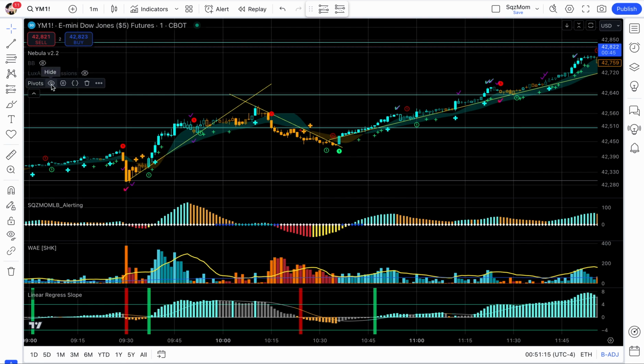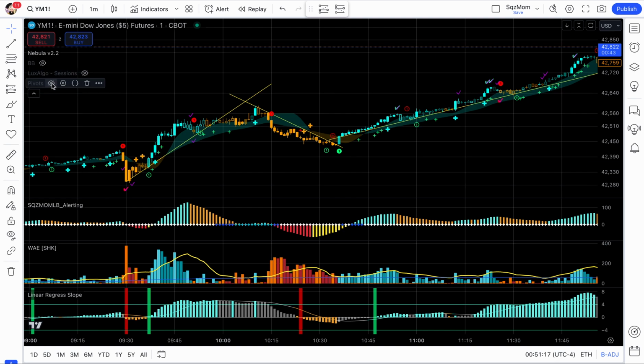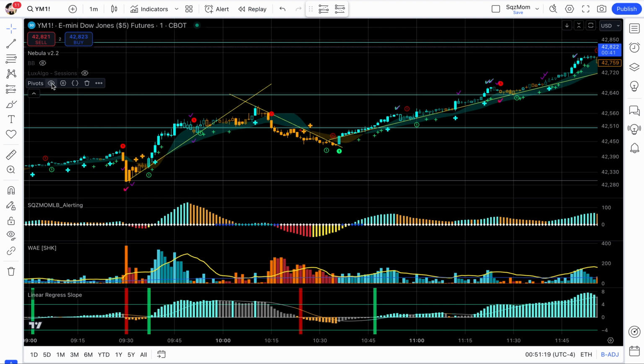And then the pivots. Those are just the pivot point standard that's built into TradingView. Shows me the potential levels of resistance and support. They don't always work. Nothing does, but they often work surprisingly well. We'll see how price reacts to the pivots.